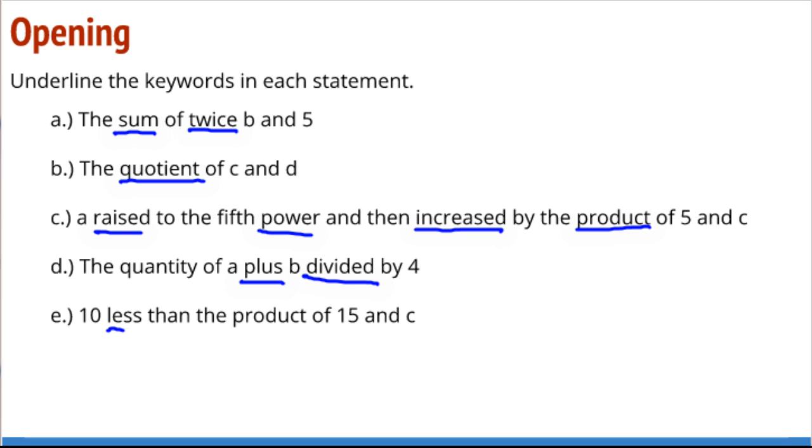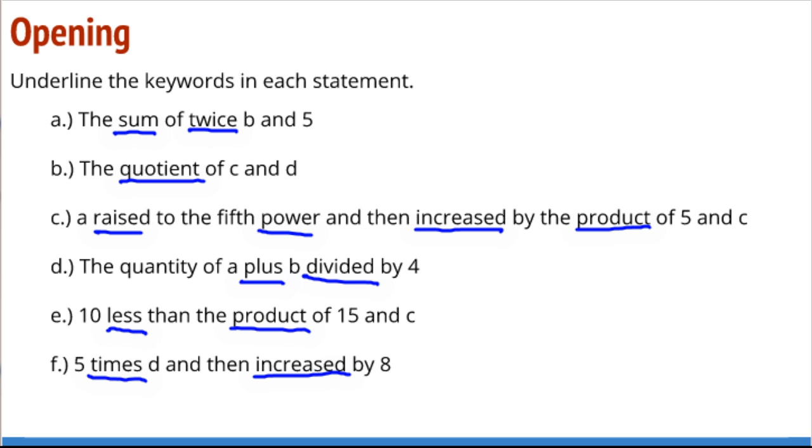10 less than the product of 15 and C. Hopefully you're noticing that a lot of these words were on our vocabulary list from lesson 15. 5 times D, and then increased by 8. So make sure you keep an eye on that vocabulary list. Make sure you're reading these expressions carefully and asking yourself what operation is indicated by these words.